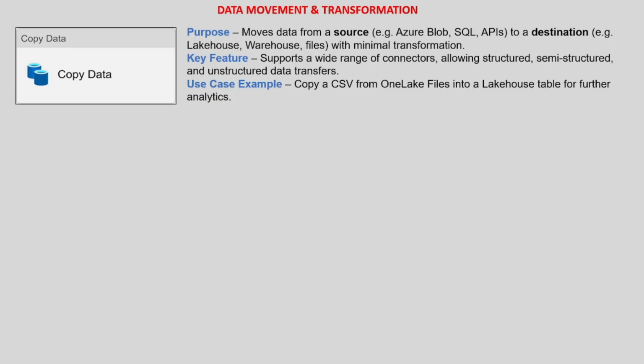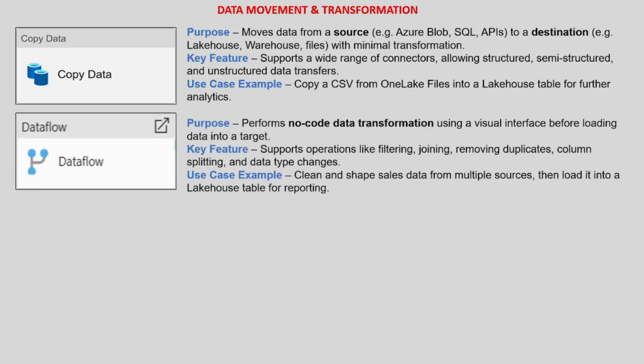The first one is copy activity. The purpose I already mentioned, to move data from a source to a destination. It supports most connectors like Azure Blob, SQL, APIs, and so many destinations like lakehouse and warehouse files with minimum transformation. Second, we have data flow. The purpose is to perform no-code data transformation, and it supports many operations like filtering, joining, append, column splitting and data type changes.